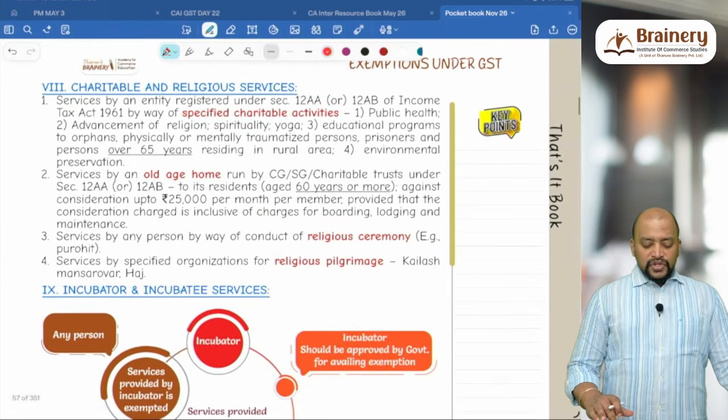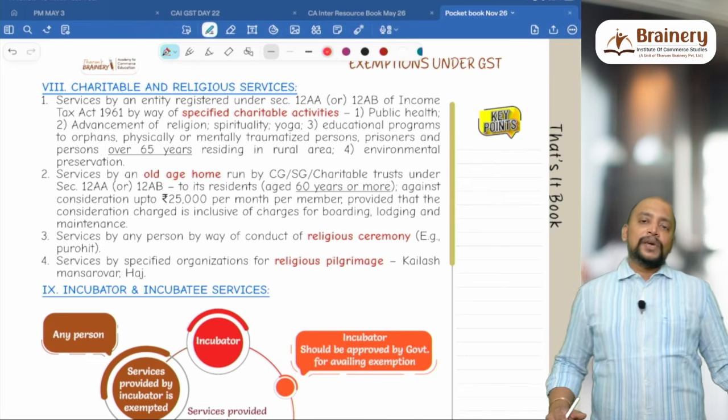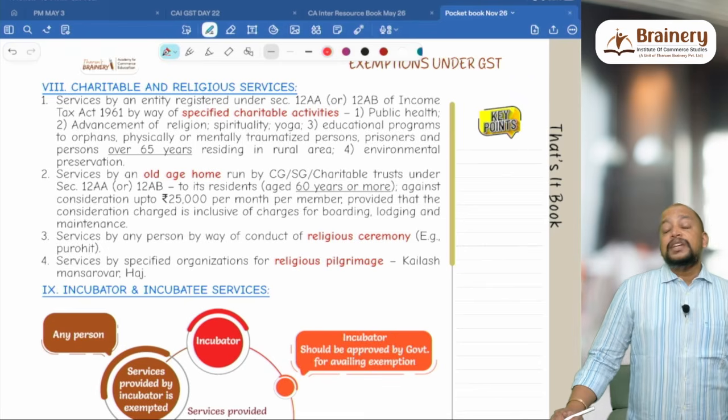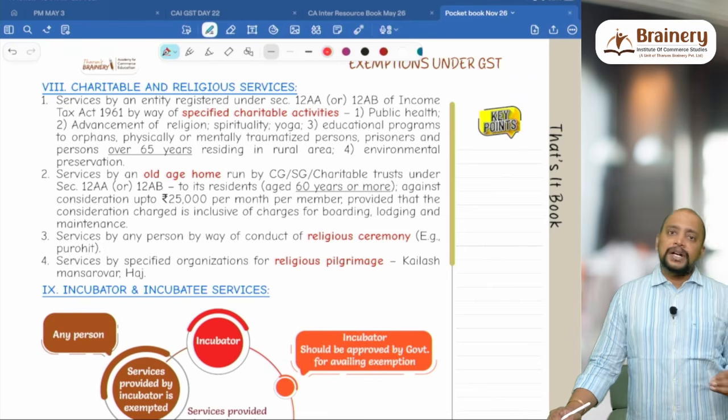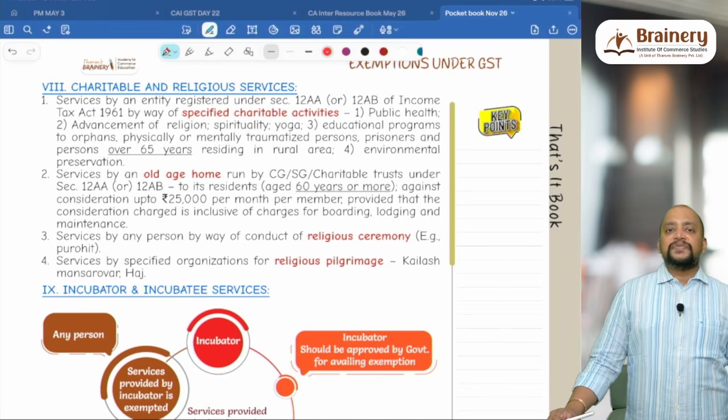And next one, charitable and religious service. There is a charitable trust under either 12A or 12AB of the Income Tax Act. If they provide specified charitable activities, the money earned by way of specified charitable activities is exempted. What are those specified charitable activities?